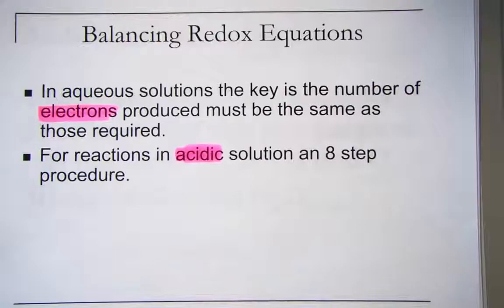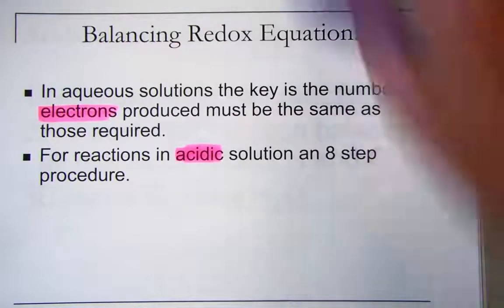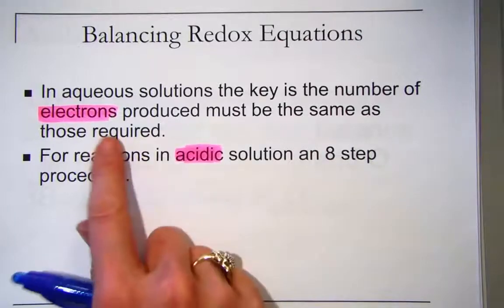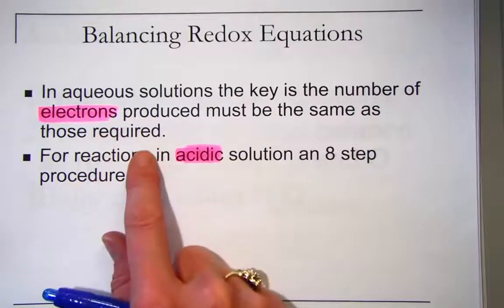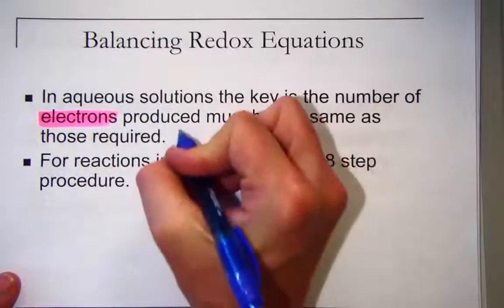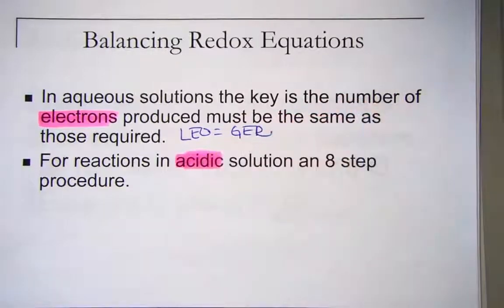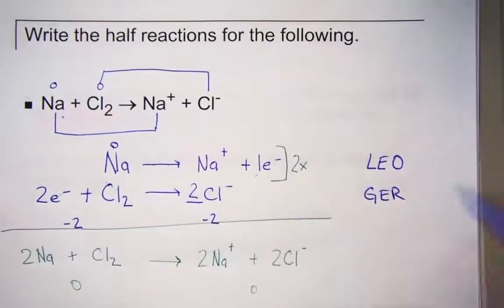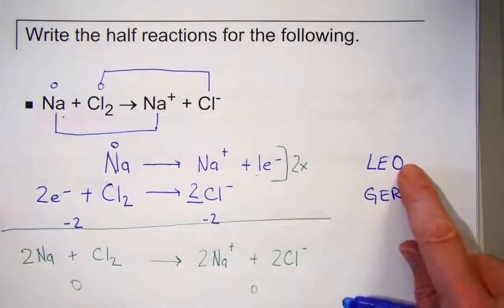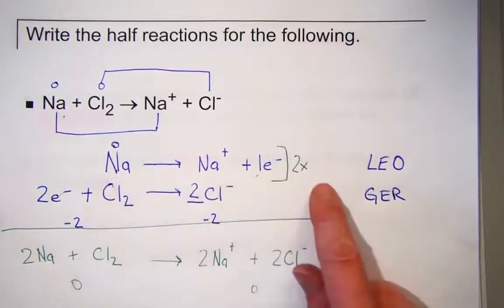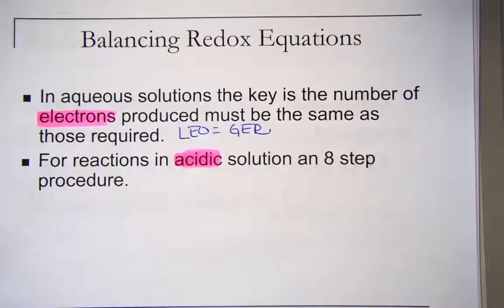What does it mean to balance a reaction using the half reaction method? Keeping in mind that Leo has to equal Gur, we know that the electrons produced must be those required. So as I begin balancing my equation, Leo has to equal Gur. When we break apart the equation, just as I did with that simple one, I was stressing back here, electrons lost has to be gained. And if it wasn't true in the half reaction, we had to make it true by distributing a coefficient.